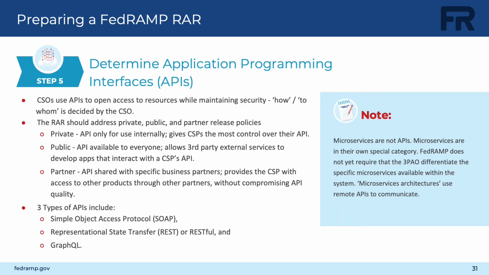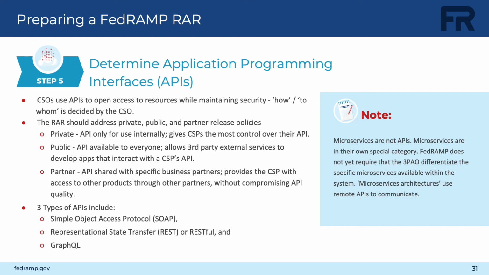Next, let's take a look at determining application program interfaces, or APIs. APIs are a set of definitions and protocols for building and integrating application software. For any service, APIs allow the CSO product or service to communicate with other products and services without having to know how they're implemented. APIs let the CSO access resources while maintaining security and control. API security is maintained by API management and includes the use of an API gateway.